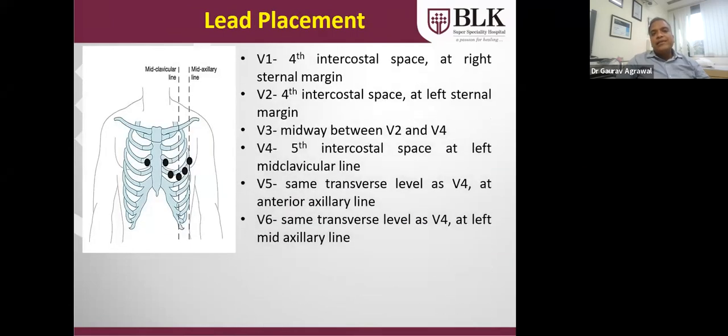How do we place the leads? V1 is in the right fourth intercostal space at the right sternal margin, and V2 is just opposite on the left side. V4 is in the fifth intercostal space at the left mid-clavicular line, and V3 is between V2 and V4. V5 is in the same line, but at the anterior axillary line, and V6 is in the left mid-axillary line. So we have to keep the chest leads like this.